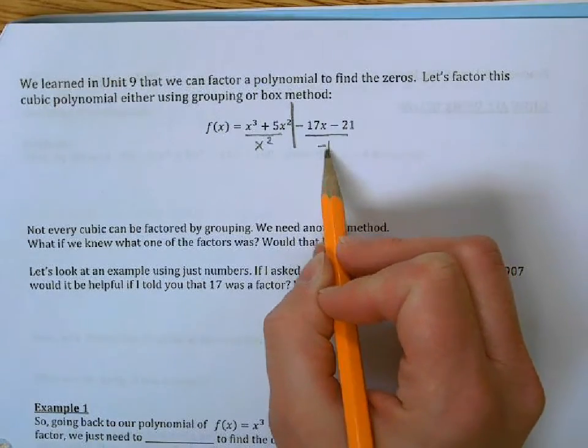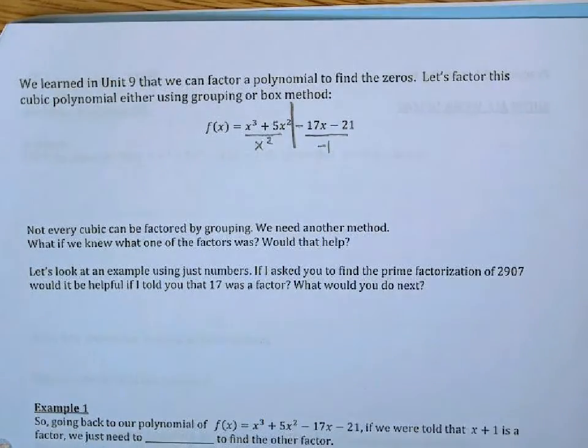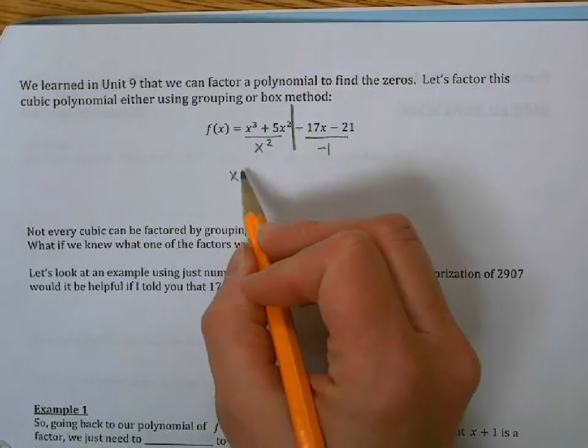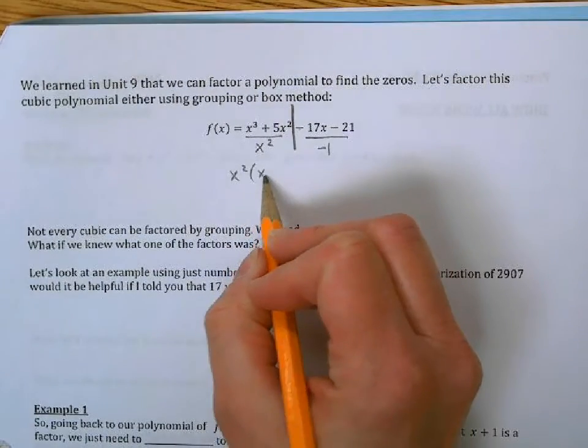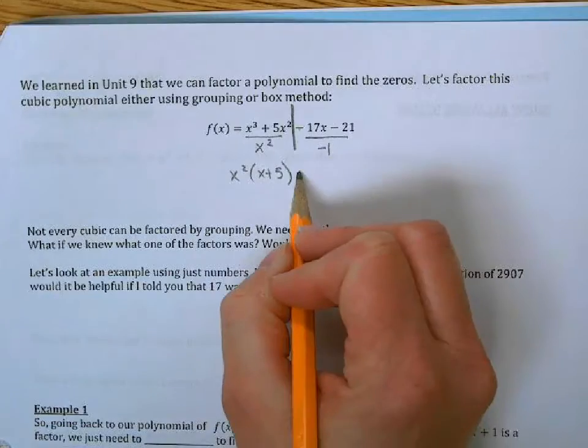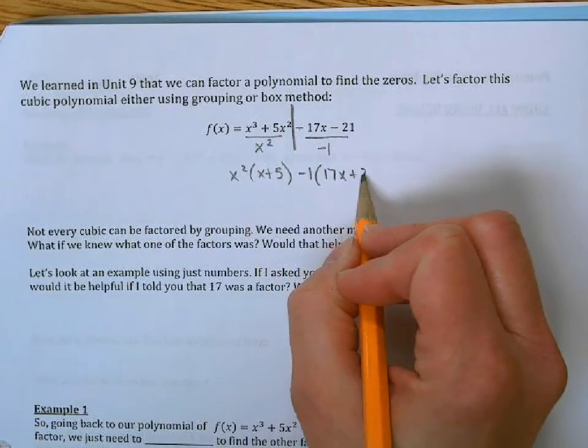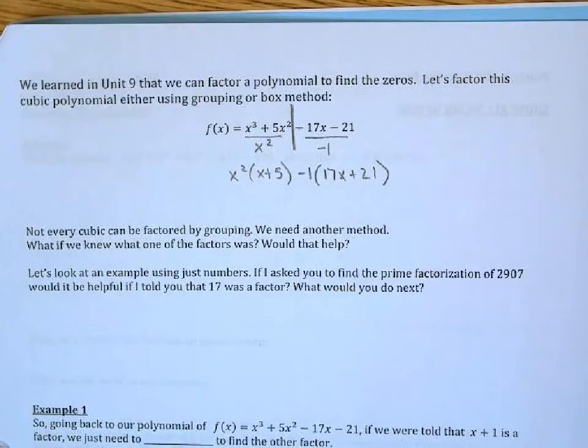Negative 1. Remember, if that's negative, you always want to take that negative out. So the GCF is negative 1. Okay, so I take out the x squared. What's left? X plus 5. I take out the negative 1. What's left? Nice. 17x plus 21. Okay, the next step is what?